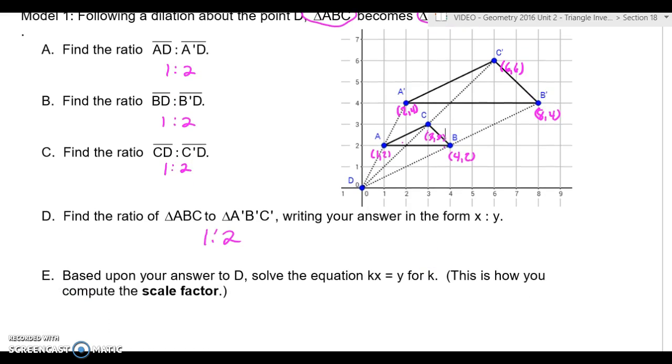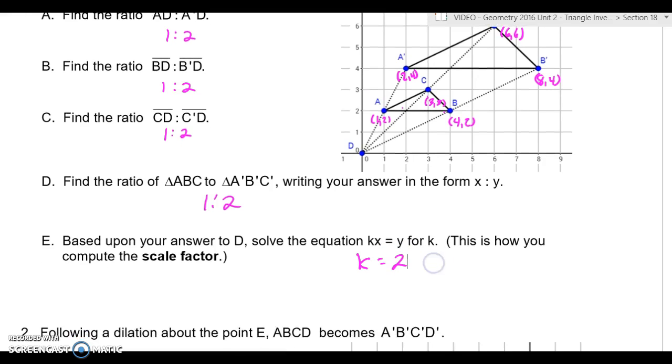Based upon our answers, solve the equation kx equals y for k. I'm going to show you how to do this real quick, and then we're going to kind of reason our way through it. But if we have x, let's say x and a 1, so we have k and then equals 2. That is our scale factor. But let's just think about this. What happened to our triangle?